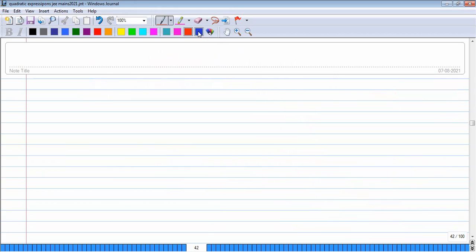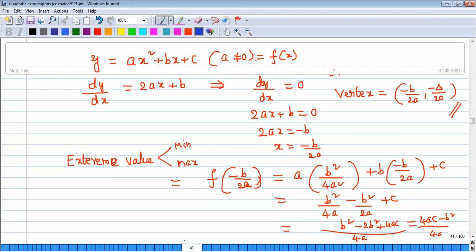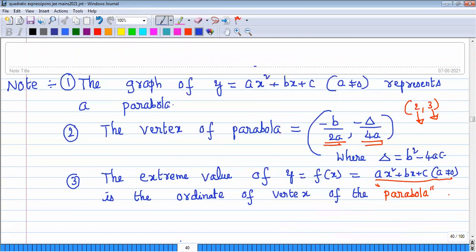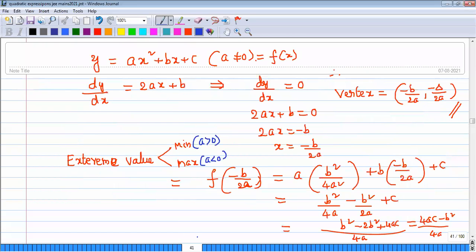Okay, next step. Sir, can you show the previous page once? Once you show page 40, sir. Okay, sir. Right.